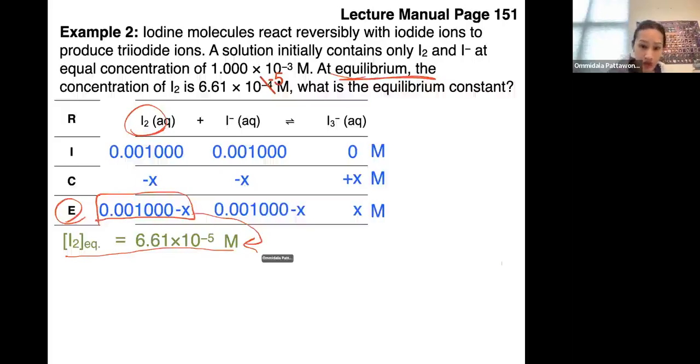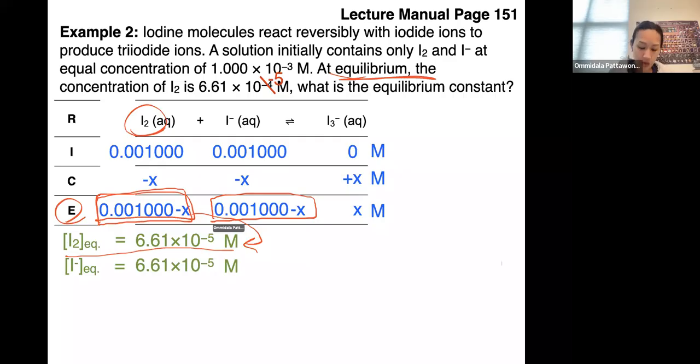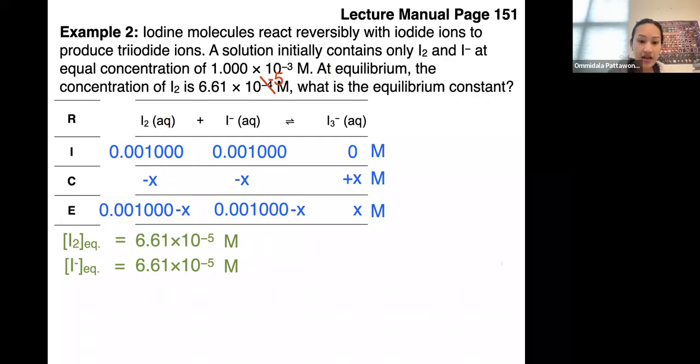So if you're looking at this, the concentration at equilibrium of iodine is going to be the same as the concentration of iodine minus. So therefore, we can also say that the iodine minus is going to have the same concentration of neutral iodine. Now to find out X, or the concentration of I3 minus, you would need to solve for it.